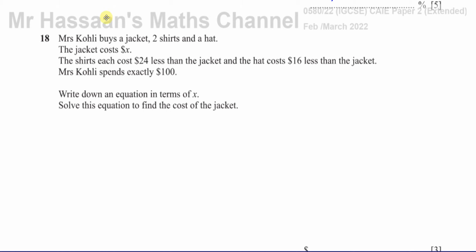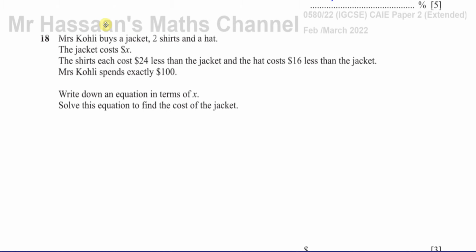This is from the 0580 syllabus, and this question is all about constructing equations and solving them. It's all about constructing equations, a very important skill that we need to know.